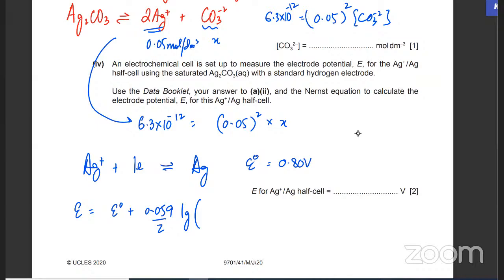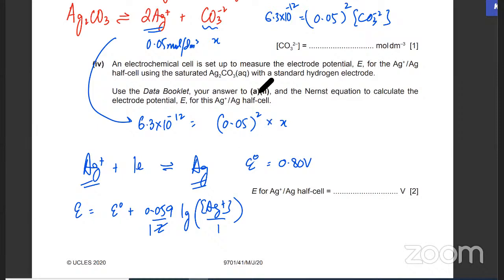Which one is the oxidized species? Basically, it's the left side over the right side, so Ag plus over Ag. So it's Ag plus concentration over 1. Ag is a solid, and a solid has a constant concentration of 1. So you're not going to write Ag plus over Ag, you'll just write 1. And Z is the number of electrons, that's also 1.